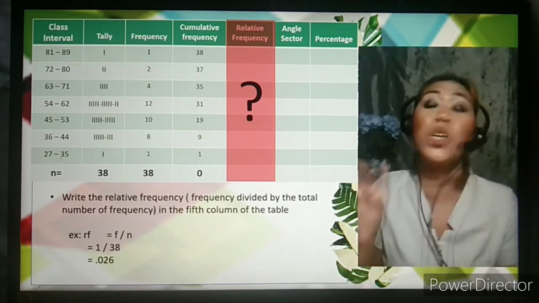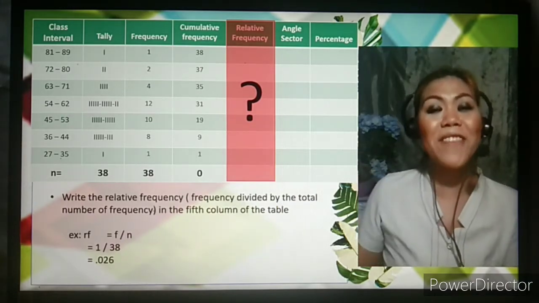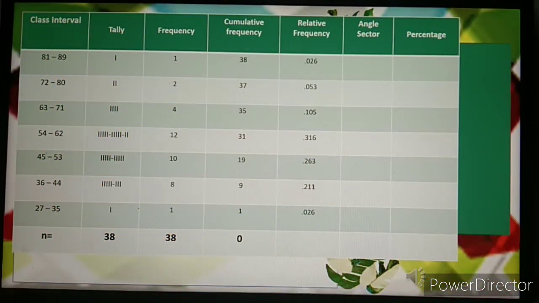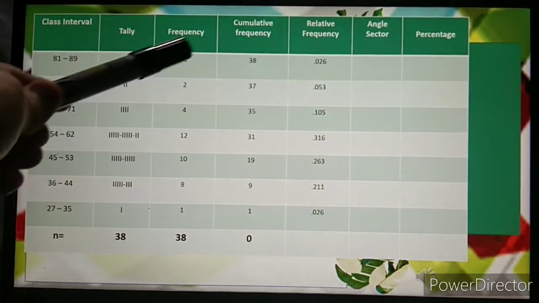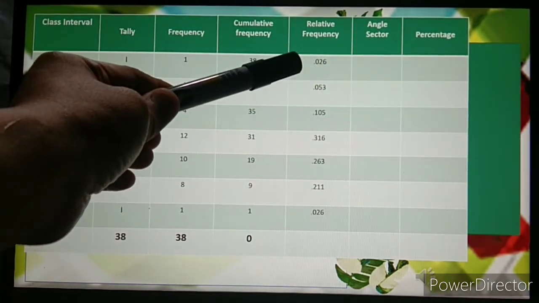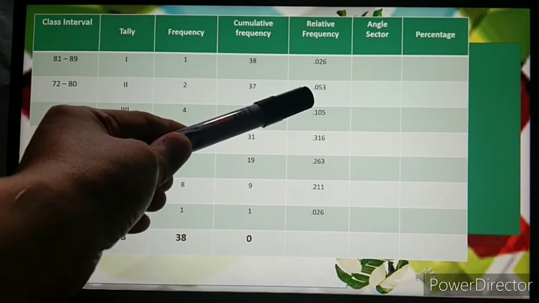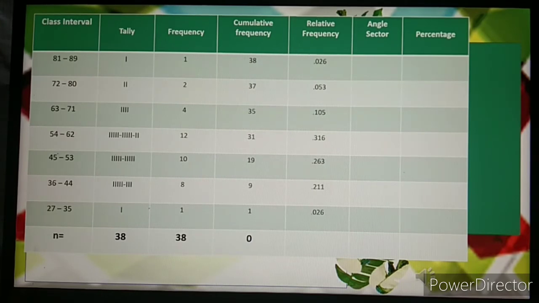Did you get it? Are you still following me, guys? Use your calculators. Okay? All right, there we go. We're now in the relative frequency page. Okay, guys, just like what I've explained earlier, you just have to divide the frequency by the total number of frequencies. So the first row, 1 divided by 38, that is why it turned to be 0.026. Okay, 2 over 38, that is 0.053. 4 over 38, that is 0.105. 12 over 38, that is 0.316. 10 over 38, that is 0.263. And then 8 over 38, that is 0.211. And 1 over 38, it's 0.026.